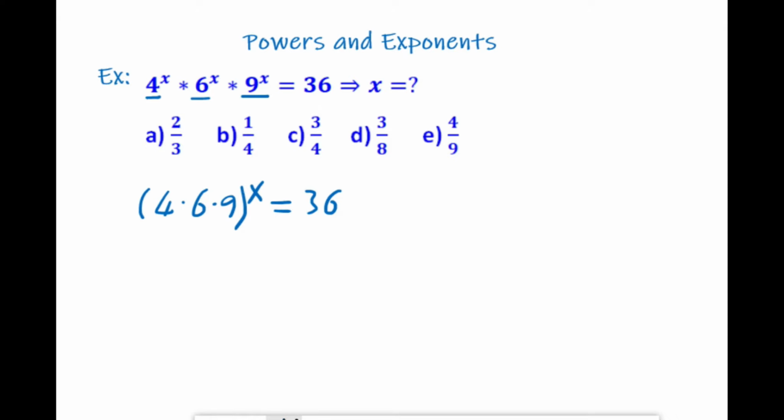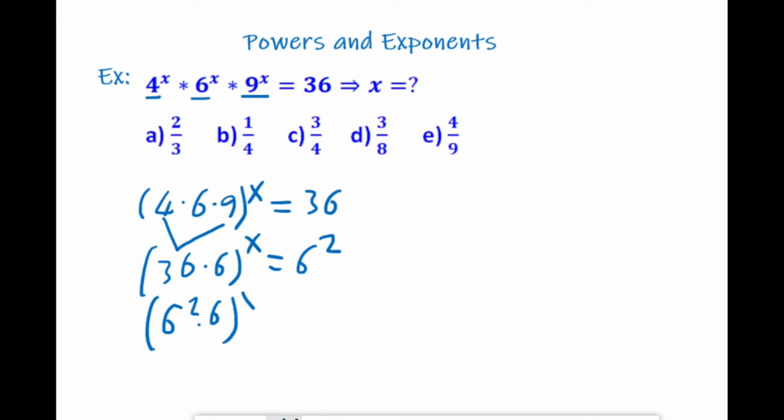And now if you multiply these numbers, okay, actually let us multiply 4 by 9, which gives us 36 times 6 to the power of x. 36 is the square of 6, and here also we can put 6 squared instead of 36, so it's going to be 6 squared times 6 to the power of x. And here the bases are the same, so we just add the exponents, which means that we have 6 to the power of 3 to the power of x is 6 squared.